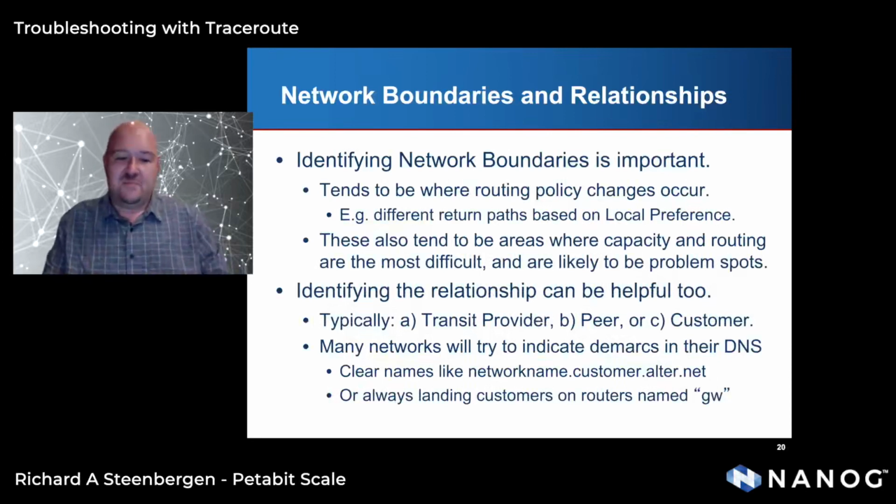So identifying the relationship, typically you want to figure out the 3 major relationships are, there's either a transit relationship, a peer relationship, or a customer relationship, and customer and transit being the inverse of each other. So one transit provider's customer is a customer of a transit provider. They go back and forth. So many networks will try to indicate this in their DNS, and it's really helpful for knowing where that is.